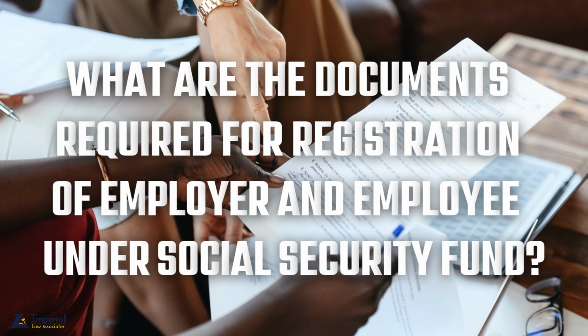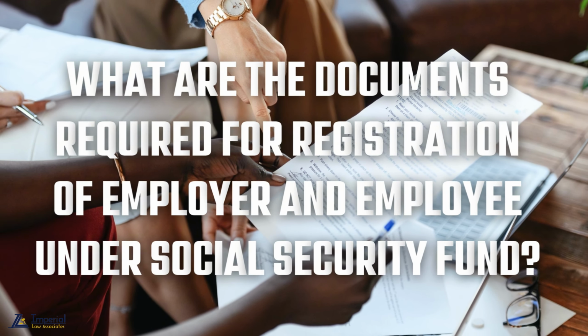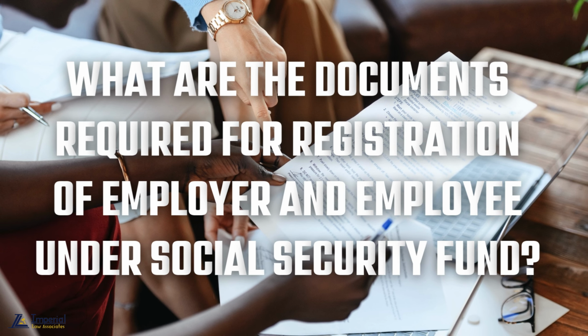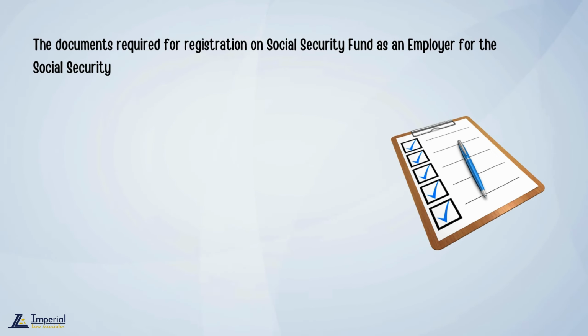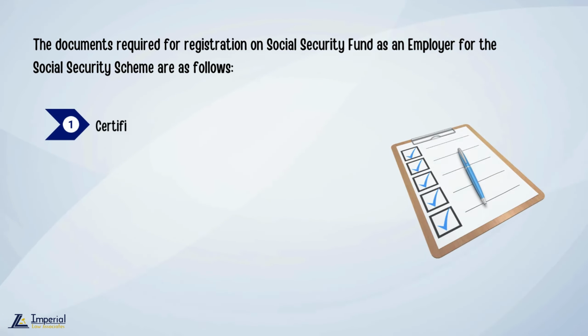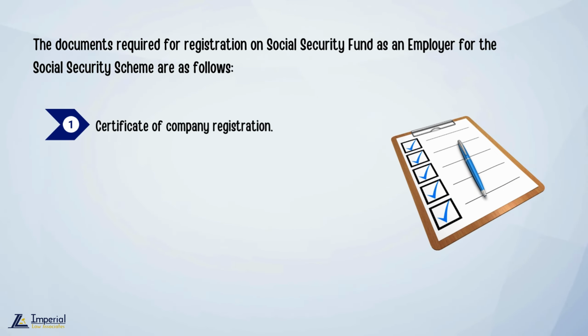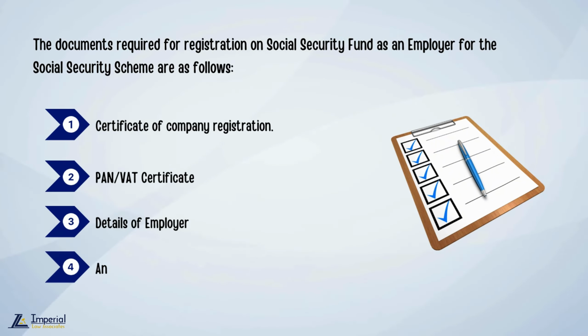What are the documents required for registration of employer and employee under the Social Security Fund? The documents required for registration on the Social Security Fund as an employer for the Social Security scheme are as follows: Certificate of Company Registration, PAN, VAT certificate, details of employer, and application to the Office of Social Security Fund.